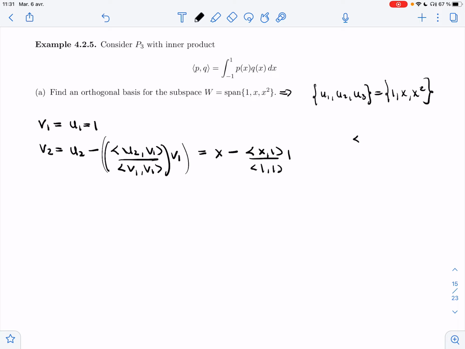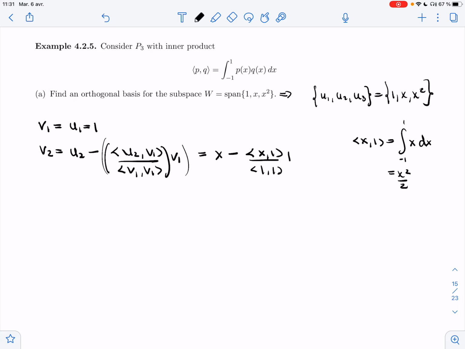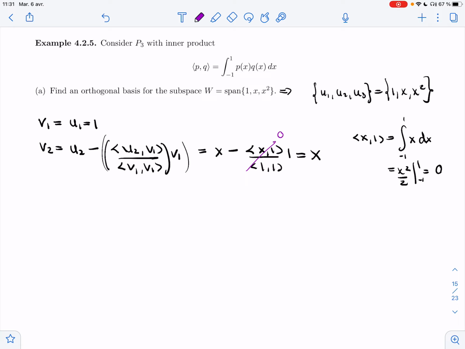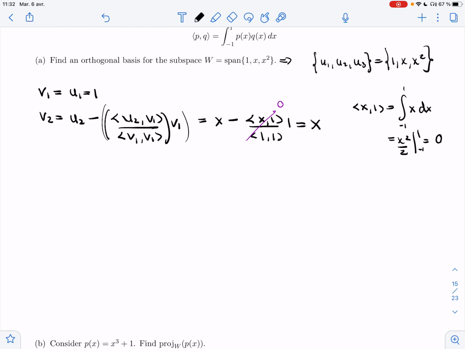All right, let's compute x and 1 on the side here. That's going to be the integral from -1 to 1 of x. So that's x squared over 2 from -1 to 1. That's 1/2 minus 1/2, that's 0. All right, so this part gives 0, so I end up with simply x. All right, so V1 and U2 were already orthogonal.